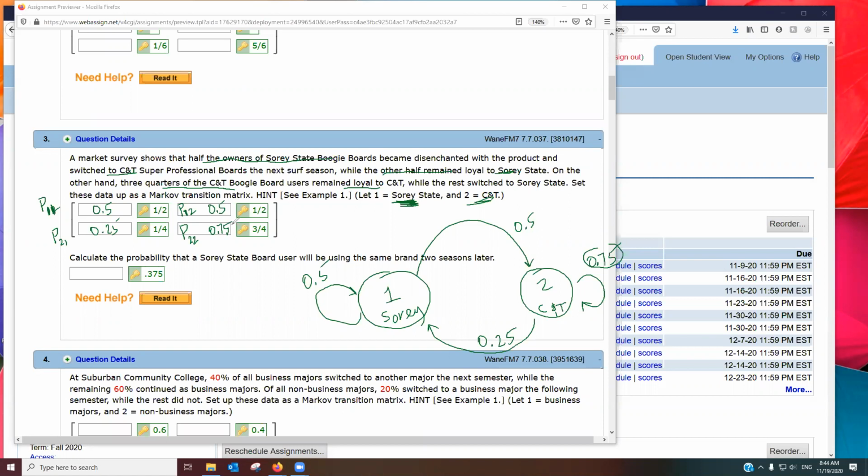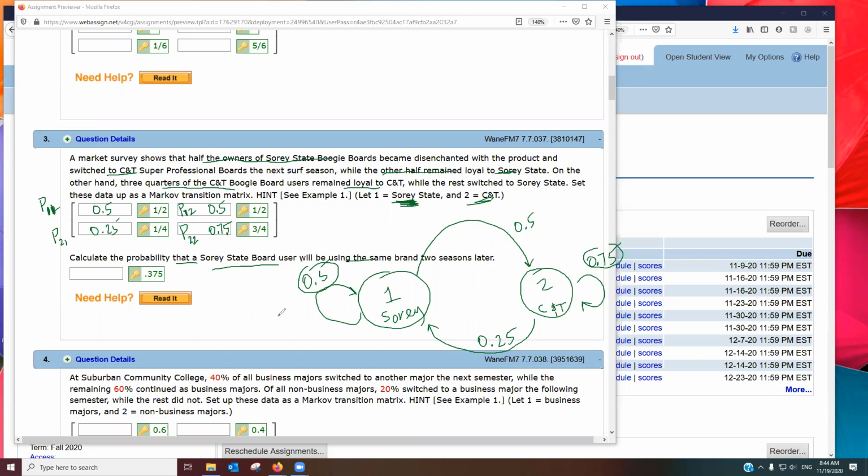Now what this is asking me is what's the probability that a Sorry state board is going to be using the same brand 2 seasons later? Now notice in this problem, they're not giving me any kind of an initial distribution matrix. They're not saying to me, here's the percentages right now for market share. What happens 2 seasons later? Instead, they're asking me to calculate the probability that a Sorry state board will stay using the same brand. Really, they're asking me to calculate this P11 2 seasons later.